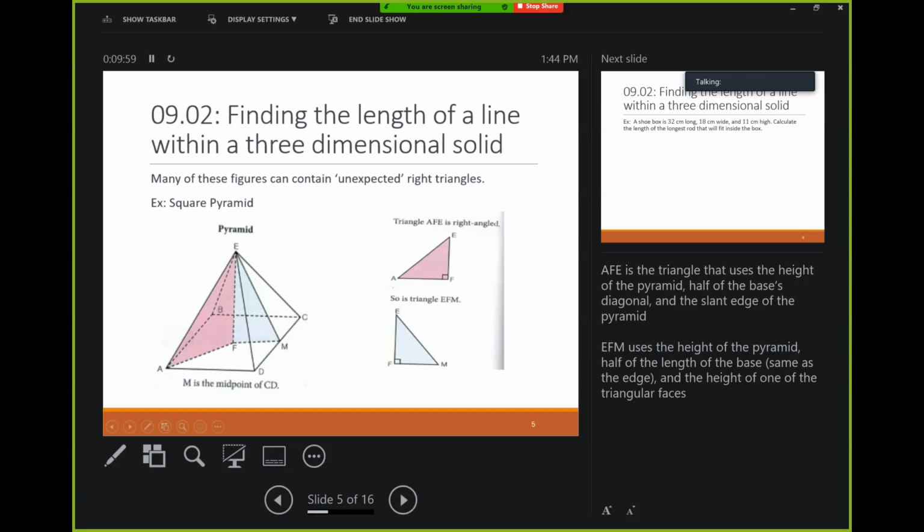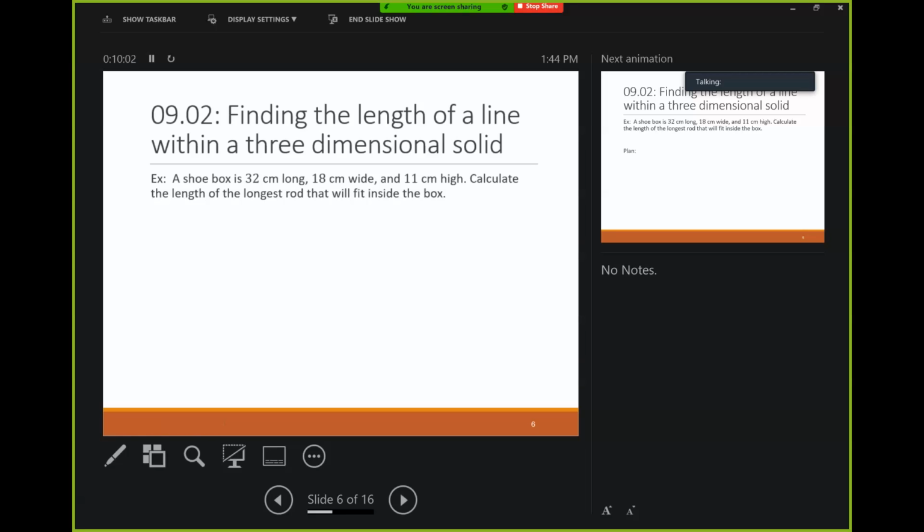Okay. So let's do some examples here. Let's say we have a shoebox that's 32 by 18 by 11, and we want to calculate the length of the longest rod that'll fit inside the box. So let's think about our plan here. What would we want to do to answer this kind of question? Okay, so let's start by drawing a picture of what this shoebox looks like. Everybody agree with that?